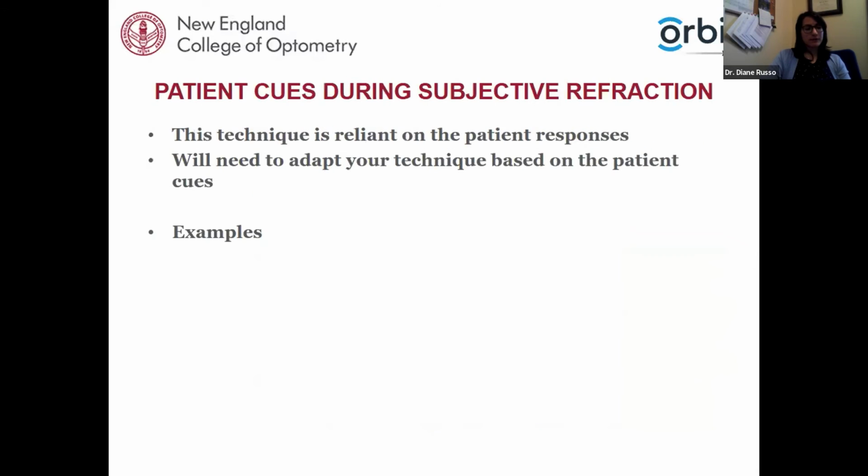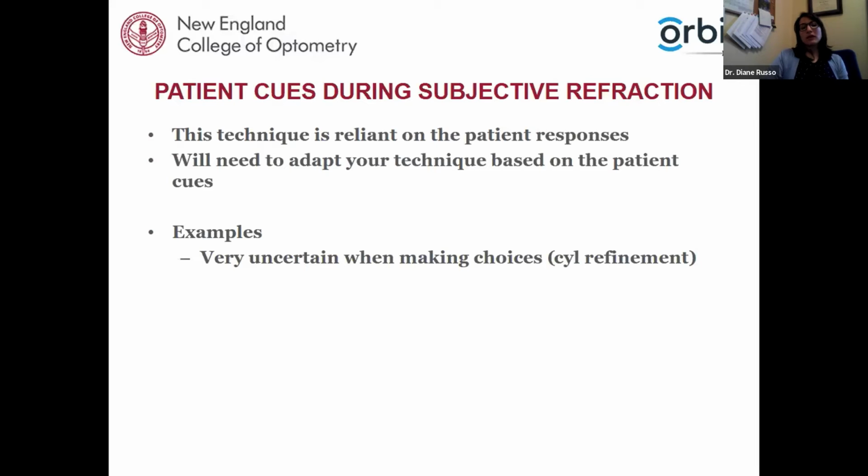in the trial frame. The last thing that we'll cover for the last few minutes is the patient's cues that they may be giving you during subjective refraction and how to adapt your technique and your directions based on that. And so this takes a little bit more time. This is sort of the intuitive nature of the procedure. This is where sort of the art and the science mix much more.